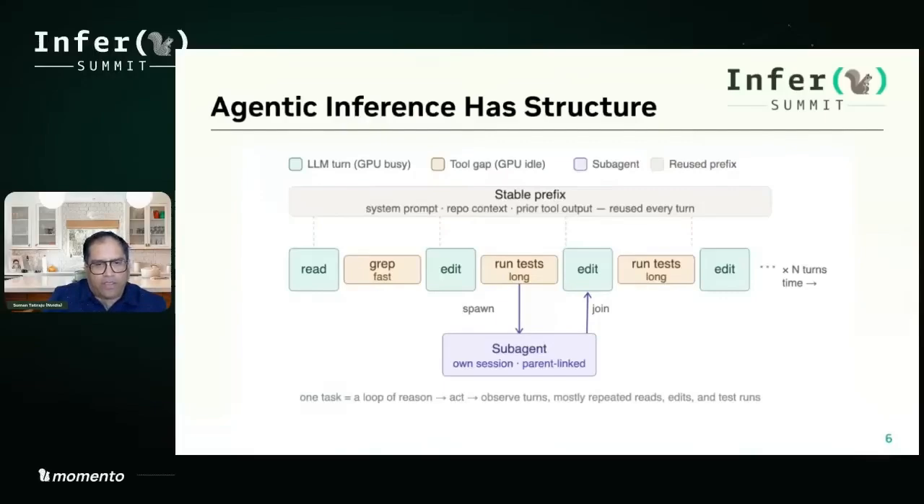If we look at what is common to each of these LLM calls, it is a stable prefix. It could be a system prompt. It could be a repo context, or as we discussed, the prior tool output. There is a lot of prefix match that happens. That is one of the structure elements.